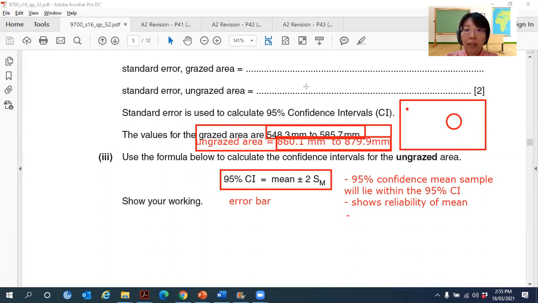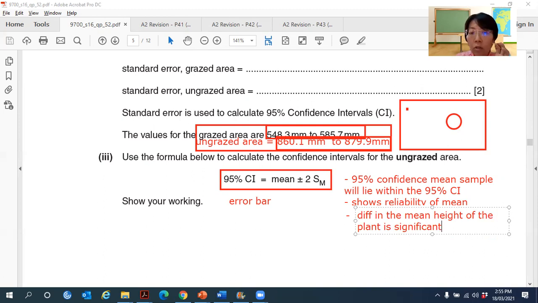So when they do not overlap, what does it mean? It means that the differences in the mean height of the plant in the grazed and ungrazed area is significant. Okay, so that means to say you need to know your basics very well so that you can answer this question. This question is 2 marks. So you need to write more in order to score the marks. All right.